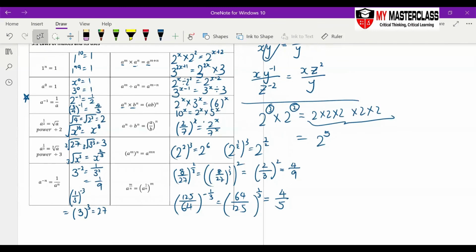Okay, so these are the necessary laws of indices that you need to know. Most important is the power of -1. When you multiply the same base, the power will plus. When you divide the same base, the power will minus. Okay, and then this one.